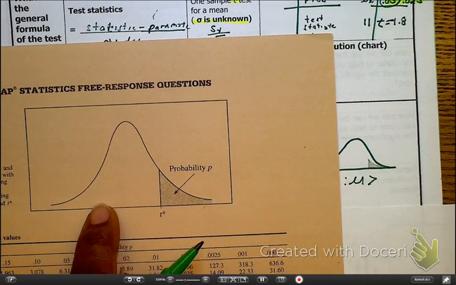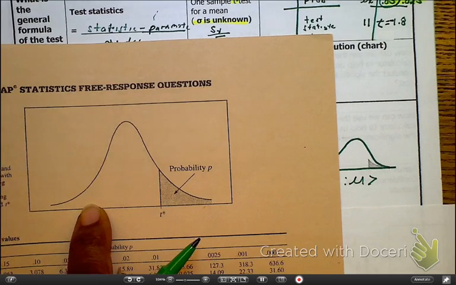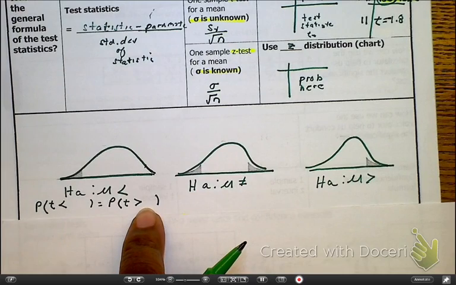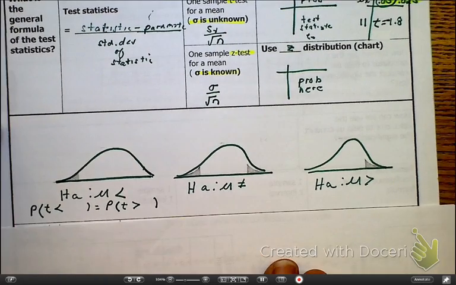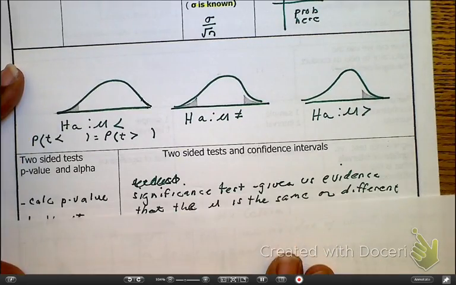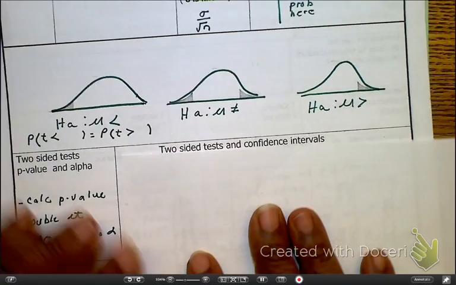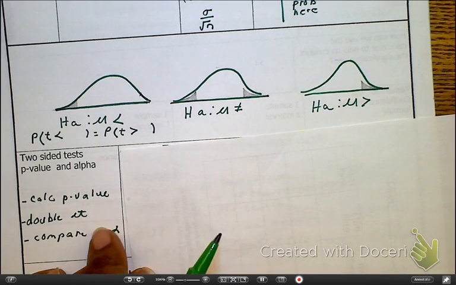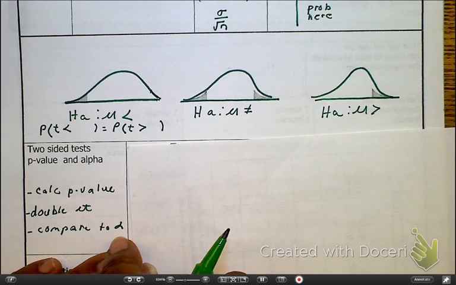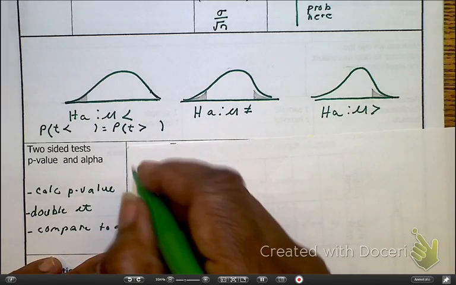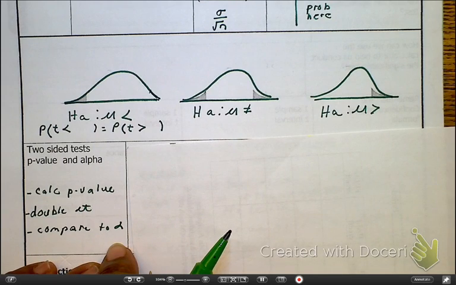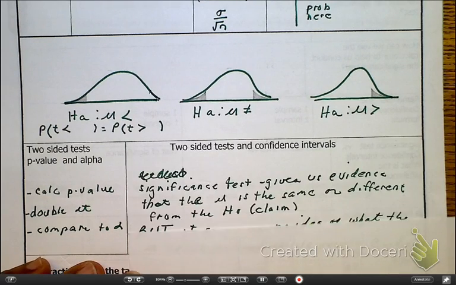Now, let's continue to take some more notes. So as we look at this, when we have a two-sided test for the p-value, you do what you always did before, calculate the p-value. When it's two-sided or two-tailed, we double it and then we compare to the alpha. And please remember, this is when you double it when it's done by hand.